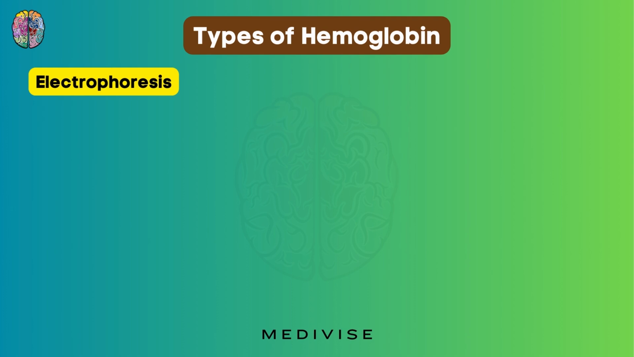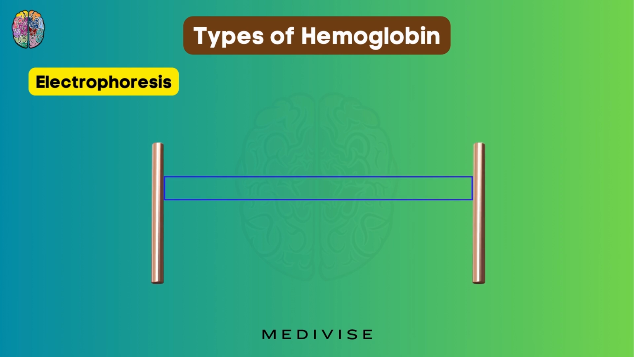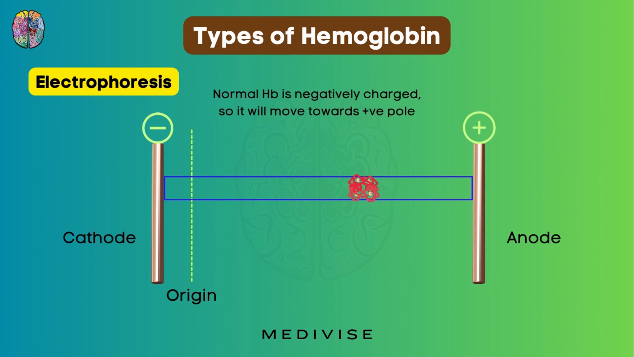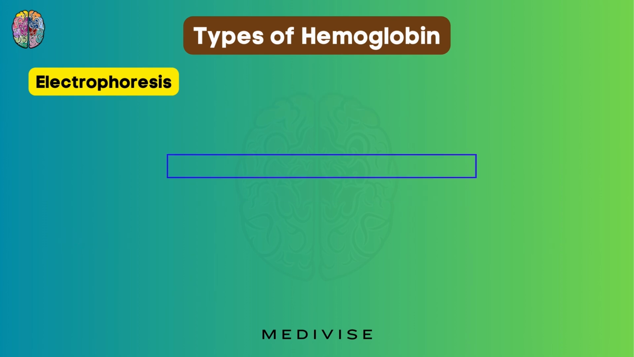So what exactly do we do in electrophoresis? We have two rods here. One is called the cathode and one is called the anode. The cathode is the negatively charged pole and the positively charged pole is the anode. What we will do here is put blood. And since the RBCs or the hemoglobin is charged, they should start moving under the influence of these electrodes. So here we have an origin point. You know that normally hemoglobin is negatively charged, so under the influence of the cathode and anode, this hemoglobin will start moving towards the positively charged pole, or anode. Now let's see what happens in the other cases.